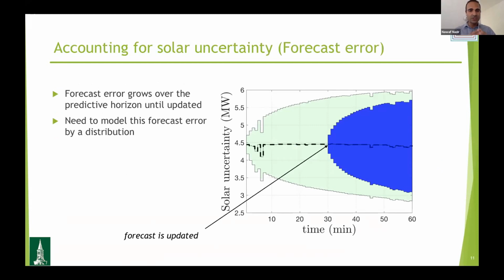All right, so now using all these tools that we have developed, we want to see how the solar forecast uncertainty grows. Here I'm showing, based on the forecasting models that we have, how the error in the forecast grows over the prediction horizon. As you go further and further over the horizon, the error in the forecast also grows until we get a new forecast, and then the process repeats itself.